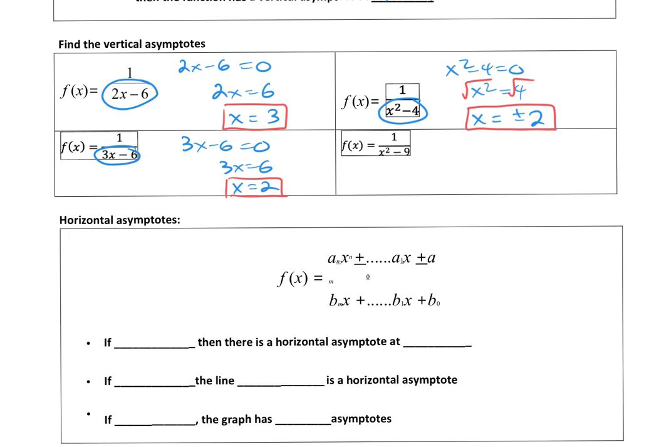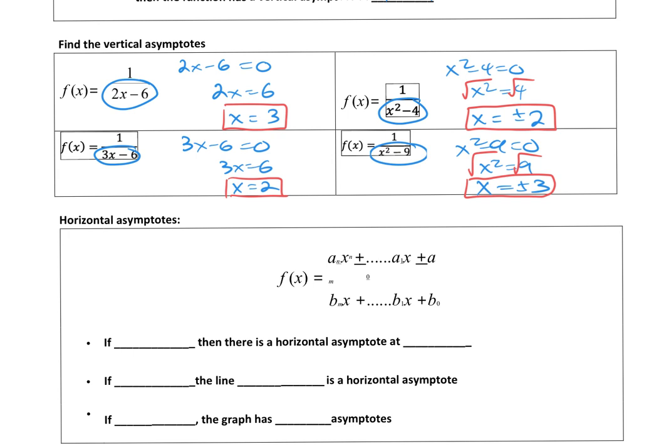All right, so just like we did for the other examples, we're going to take our denominator and set it equal to 0. We're going to add 9 to both sides, and then we have to take a square root, and we have to remember when we take the square root that we add in a plus or minus, and we're going to get x is equal to plus or minus 3, and those would be the two equations for our vertical asymptotes. Again, we have x equals positive 3, and x is equal to negative 3.